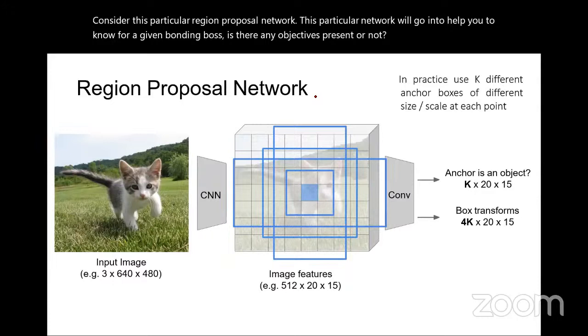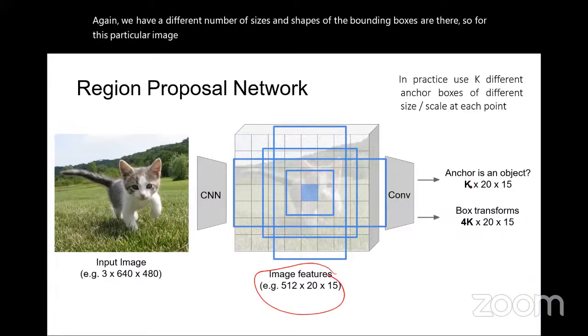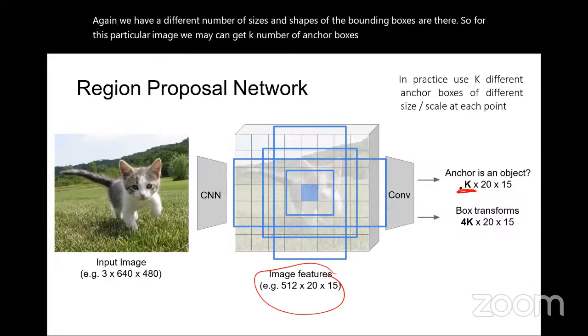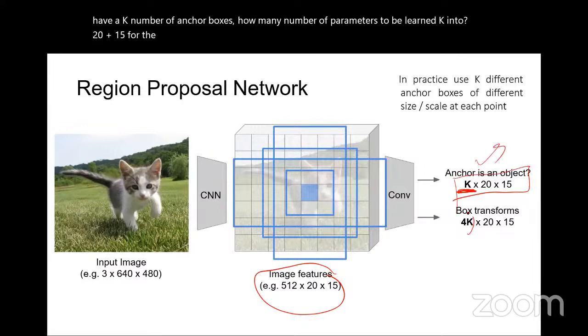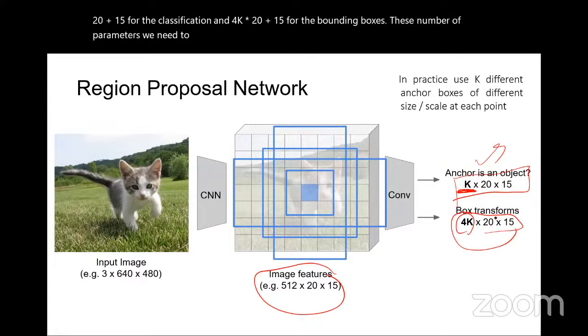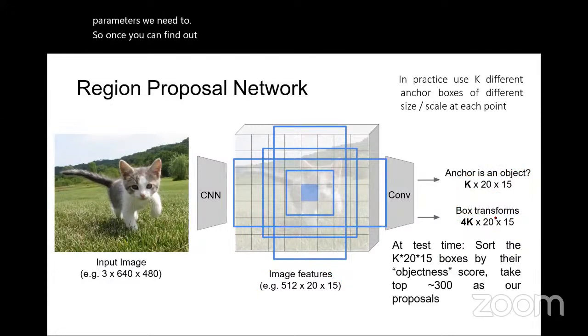Again, we have different sizes and shapes of bounding boxes. So for this particular image, we can get k number of anchor boxes. Whenever you have k anchor boxes, how many parameters are to be learned? k into 20 cross 15 for the classification, and 4k into 20 cross 15 for the bounding boxes. These are the number of parameters we need to learn. Once you find many boxes, you can simply rank them, take the top n, and proceed further.